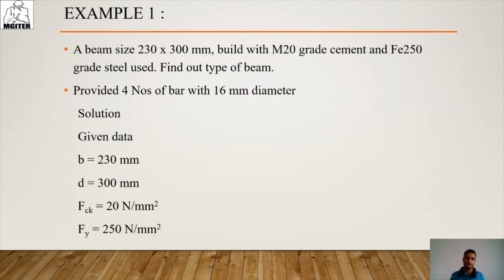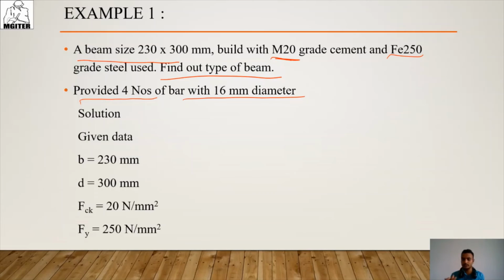Then we start an example. Example here for finding the neutral axis, and to find the neutral axis depth we have to find out the type of beam. Write down the example. A beam of size 230 by 300 mm, built with M20 grade concrete and Fe 250 grade steel, and here is provided 4 numbers of bar with 60 mm diameter.